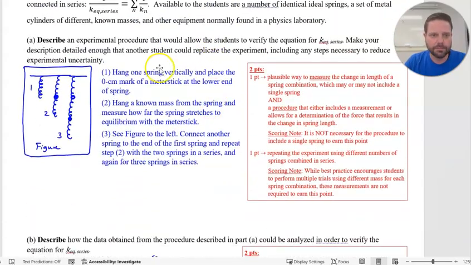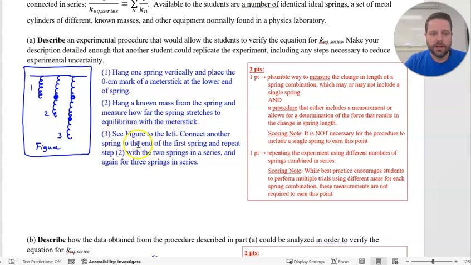So if we go up to here, we're going to hang 1 spring vertically and place a 0 centimeter mark of a meter stick at the lower end of the spring. We're going to hang a known mass from the spring and measure how far the spring stretches to equilibrium with the meter stick. It's important here, if you don't say the 0 centimeter mark, we need to make sure it's very clear that we're not measuring the length of the spring, but how far the change in the length is, or how far it's stretched from unstretched, to measure x.